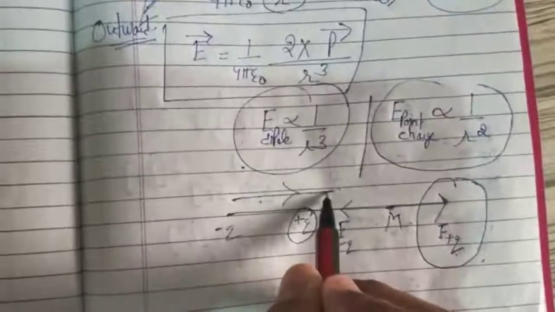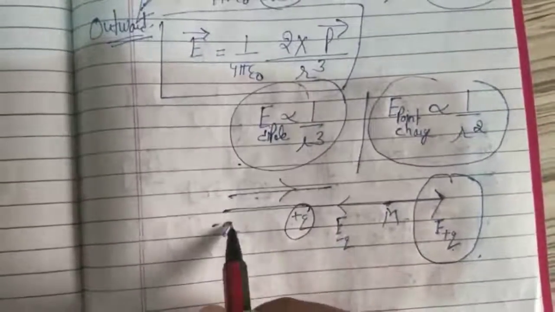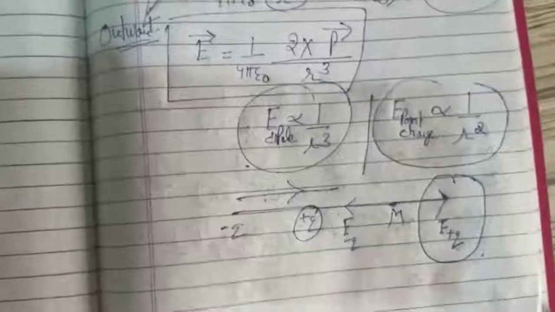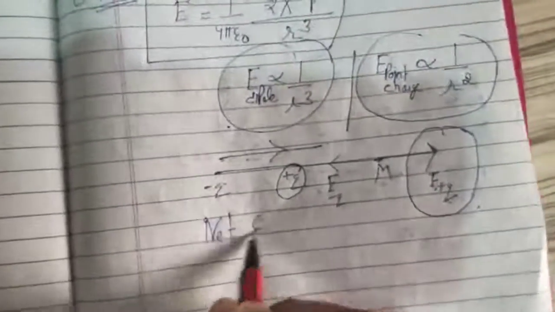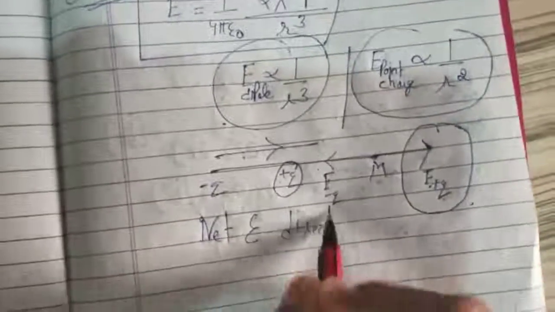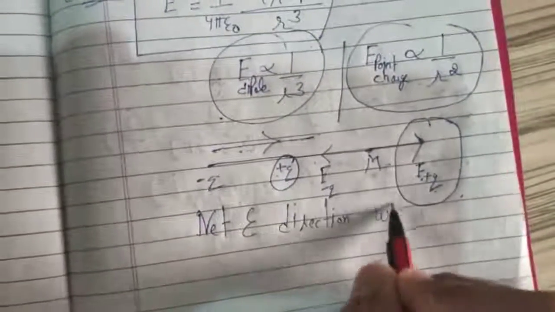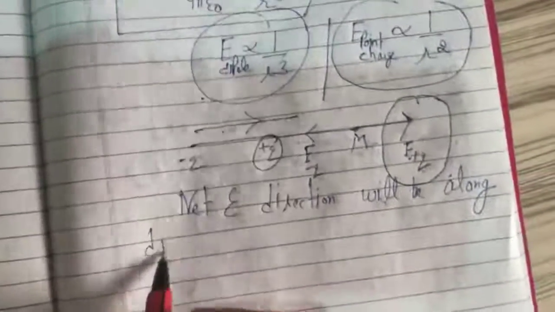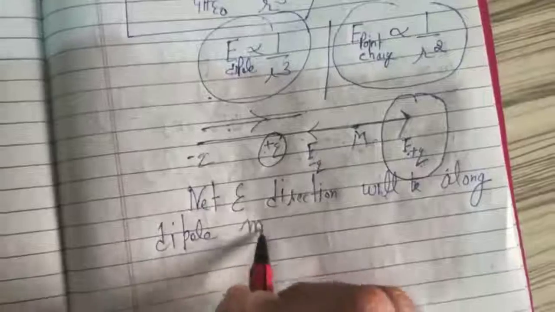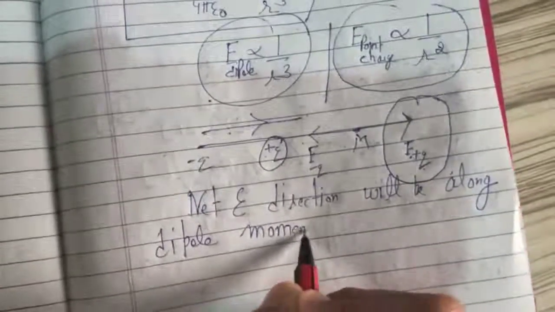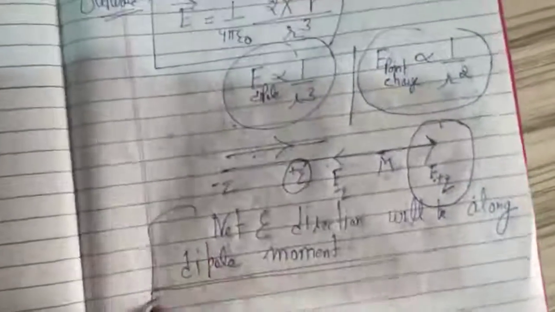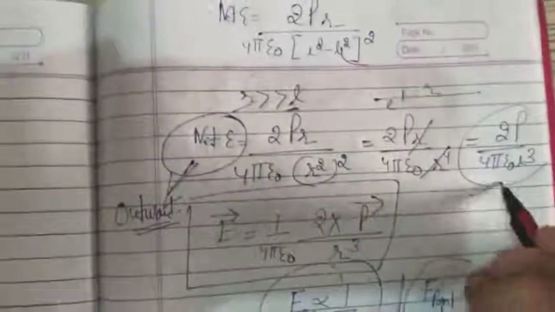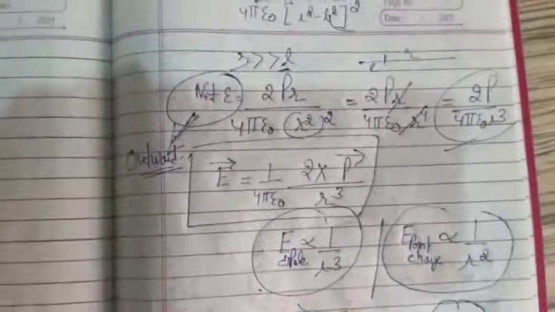And what is this direction called? Dipole moment. From minus Q to plus Q, what direction? Dipole moment. So the direction of net E will be along the dipole moment. So we have given the direction concept and we have also given the relation. So this is the concept in case of a dipole.